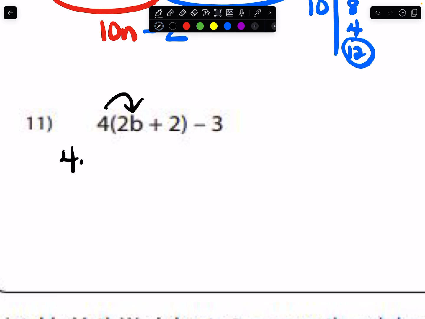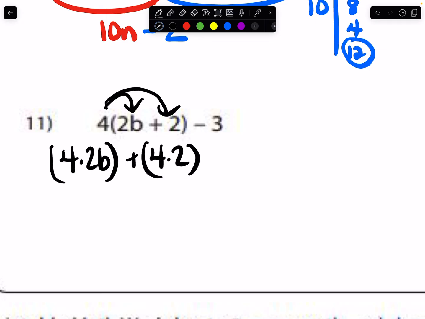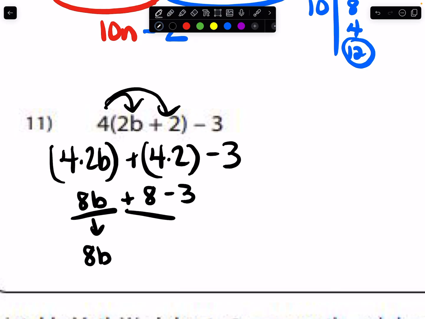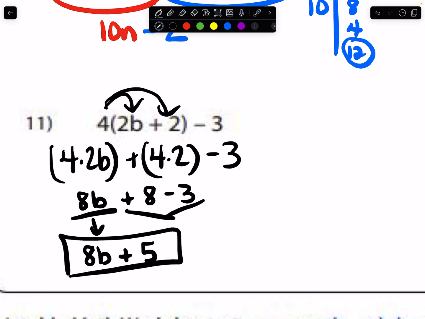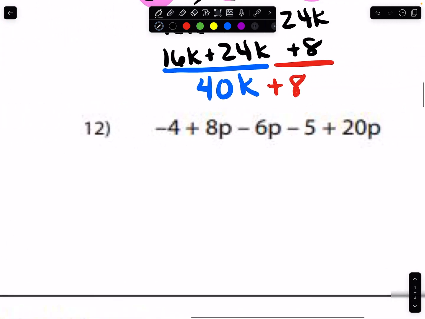This becomes 4 times 2b plus 4 times 2. Bring down the minus 3. 4 times 2b is 8b plus 4 times 2 is 8 minus 3. 8b has no like terms, so just bring them on down. 8b. These two are like terms, though. 8 minus 3 is 5. I'm hoping you're getting it right by now. Let's go over to number 12 and see how we did.